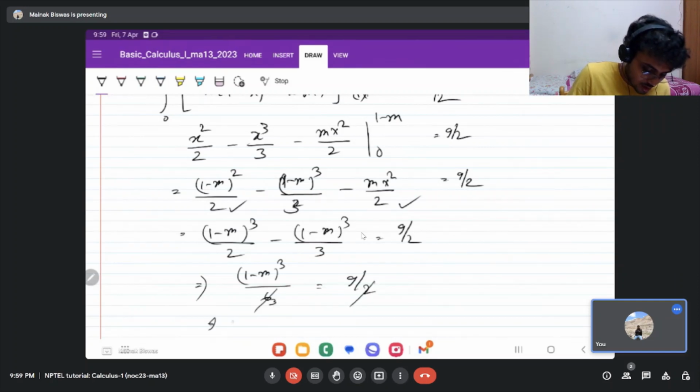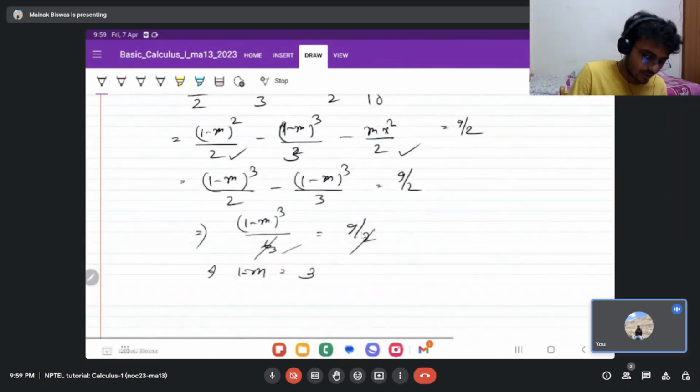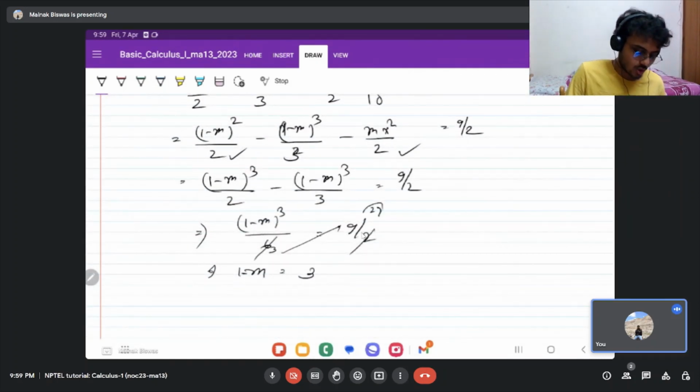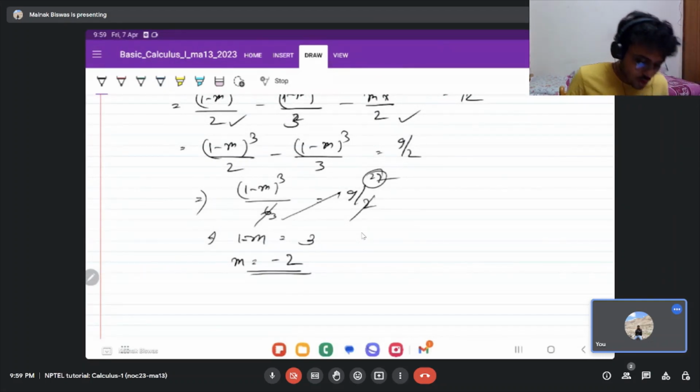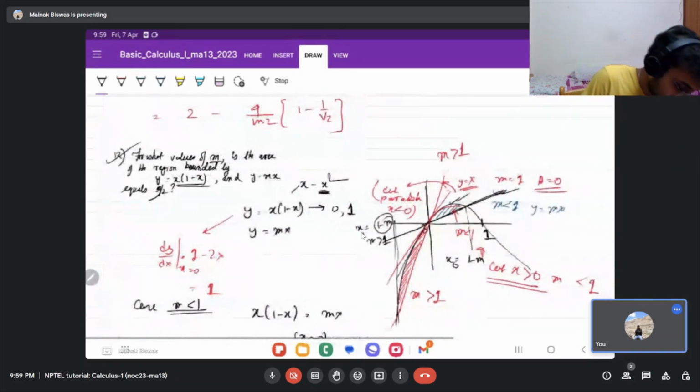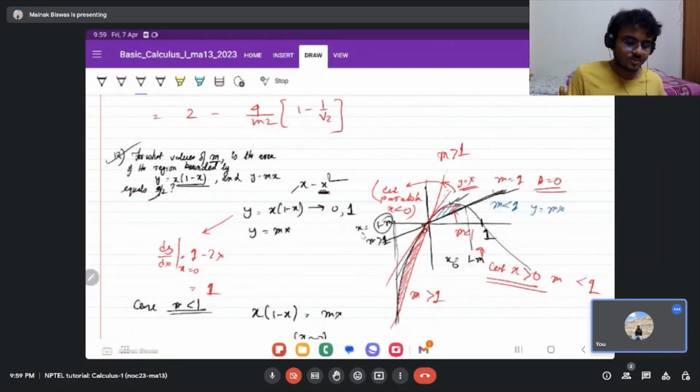So 3, or 1 minus m is equal to 3, because if you multiply this, you will get 27 here. So the cube root of 27 is 3. m is equal to minus 2.